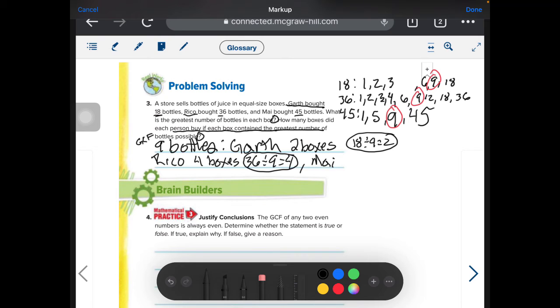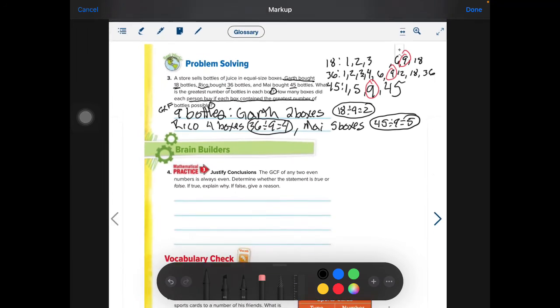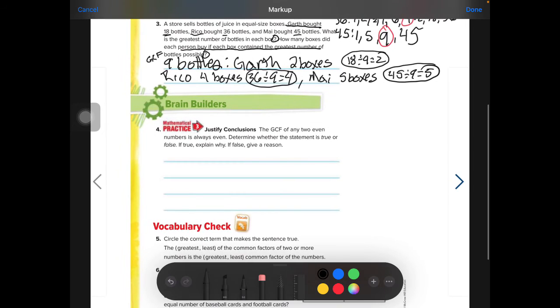Then our final person, Mai, 45 bottles. So his answer would be he bought 5 boxes. We figured that out by going 45 divided by 9 equals 5. Okay, goodness sakes, did we answer all of that? How many boxes did each person buy if each... Okay, yep, we did. There you go.